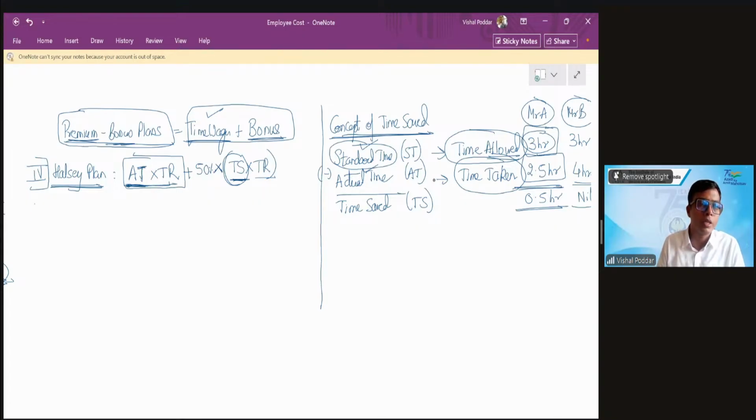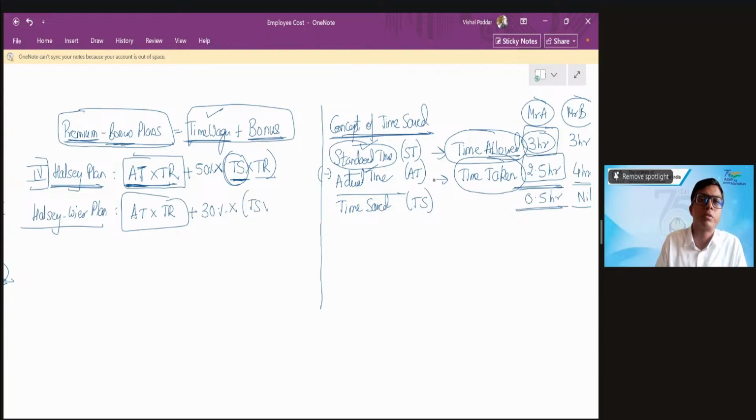Now in Halsey, there is one more plan called the Halsey-Weir plan, where the entire plan is the same. The only thing is this person says give him 30% of this. So he's saying give him 30% of this. Now in all exam problems, if they are only saying Halsey and nothing else, you will always use the 50% option. And then the last plan, students, a very interesting plan, is called the Rowan plan.